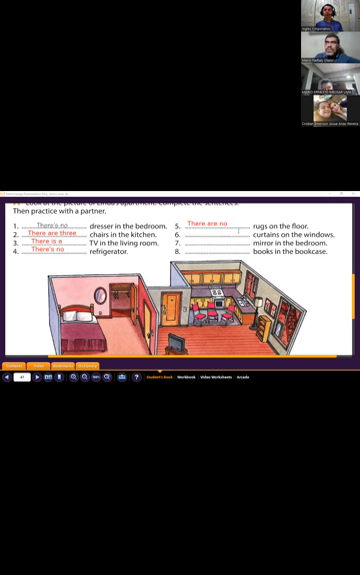Curtains on the window. There is. But curtains is plural, right, Saul? Curtains is plural. So there is or there are? There are, right? Okay, good. Okay, Saul, but do you see the curtains?